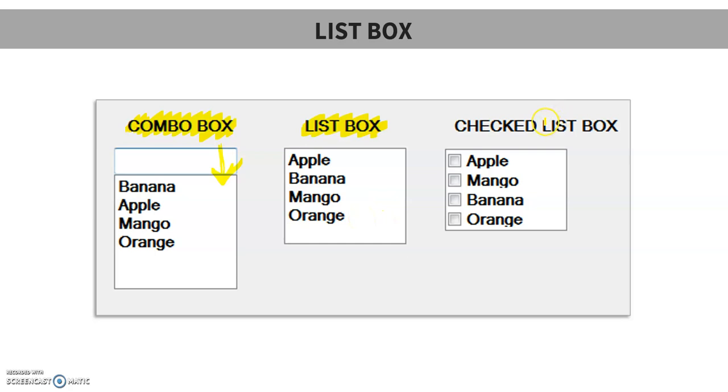One other type of list box is the checked list box. You can use this for your shopping application or something like that, if you want to allow the user to select multiple items, like I want to buy apple, I want to buy banana. So based on the requirement, you can use either the list box or the checked list box. Ultimately both are the same, but in the checked list box you can select multiple items, right? So this is the interface of the list box.